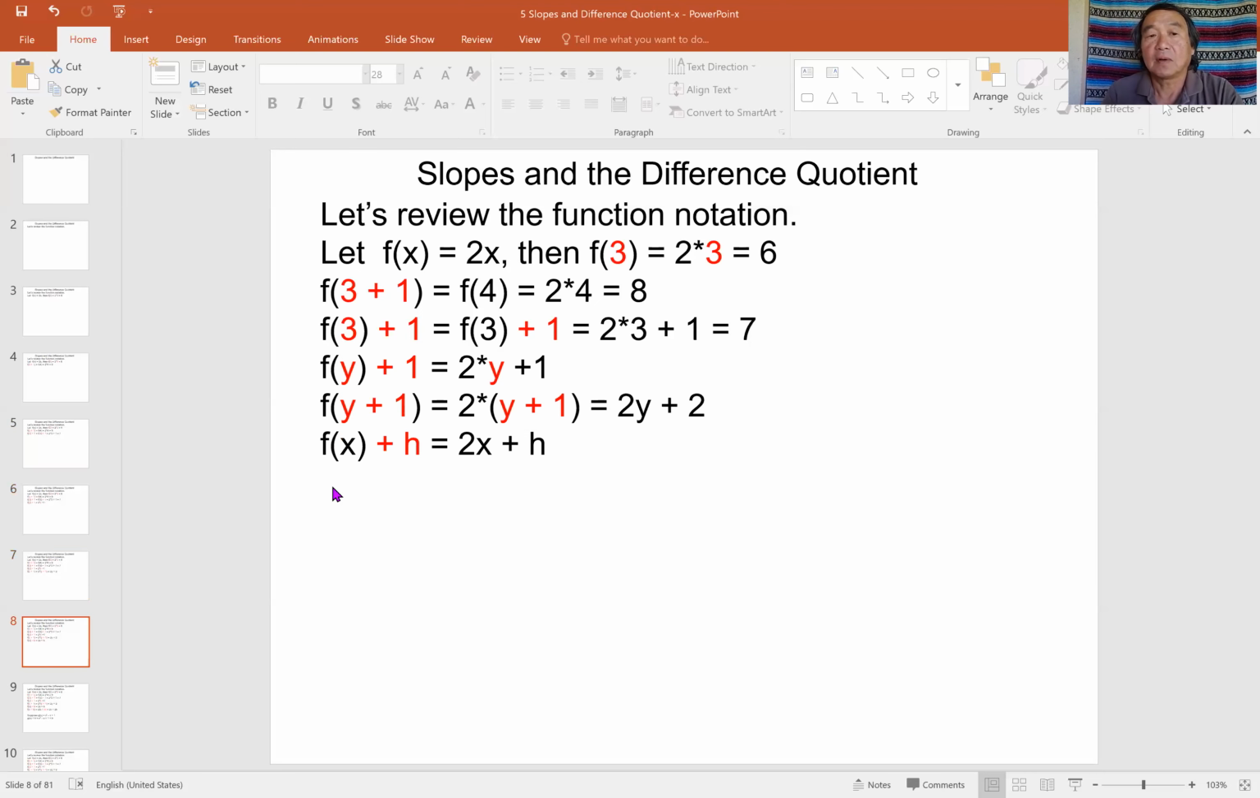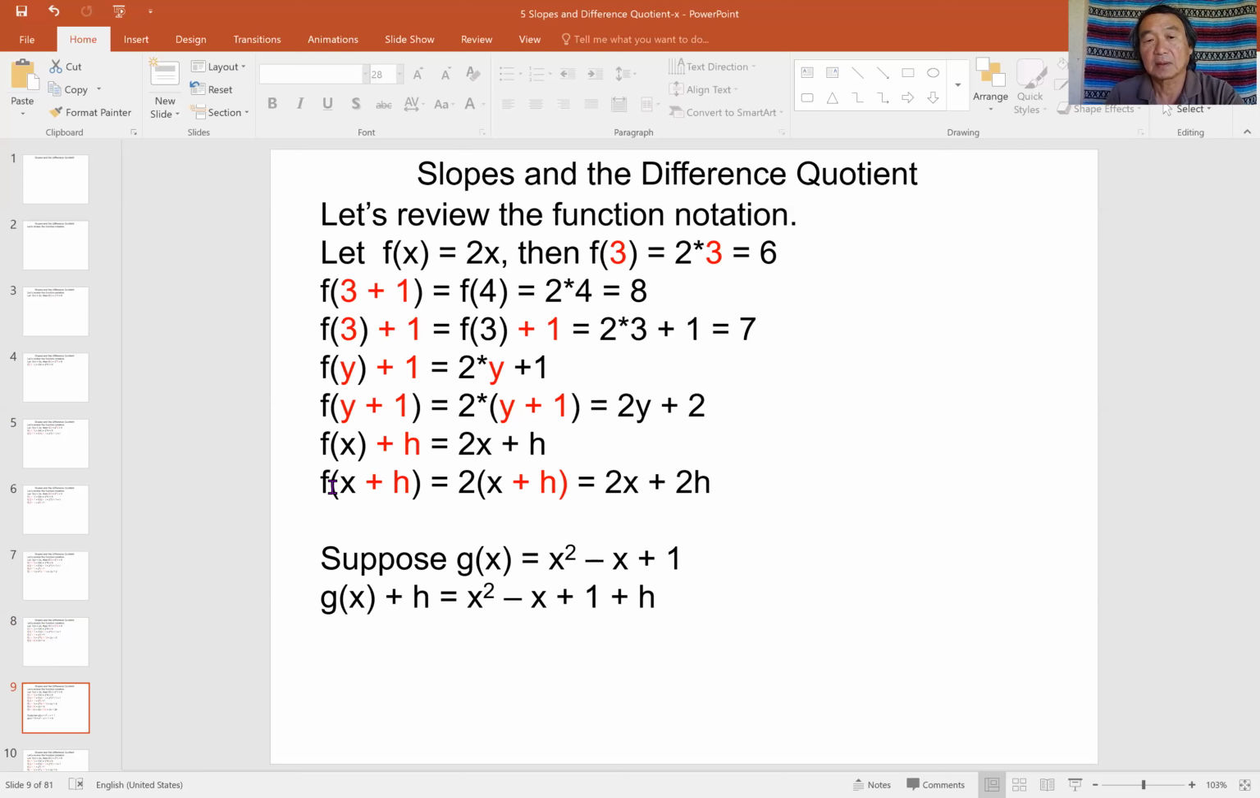And same thing for f of x plus some number h. h is just some other quantity. That means take the number 2x, then add h afterwards. Versus if I add h to the input x first, then I will get twice of x plus h, and the answer will be 2x plus 2h.